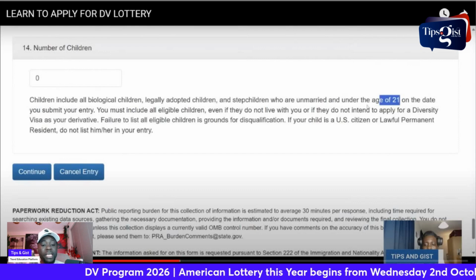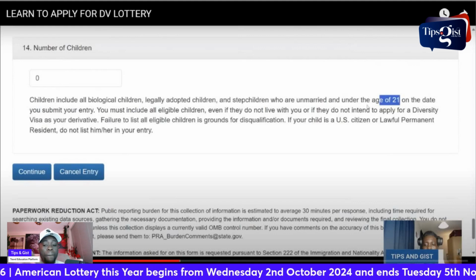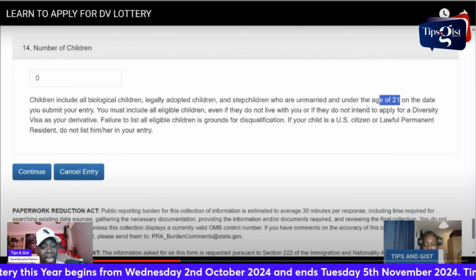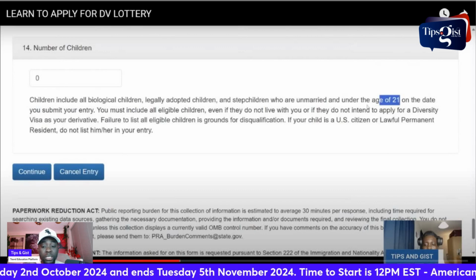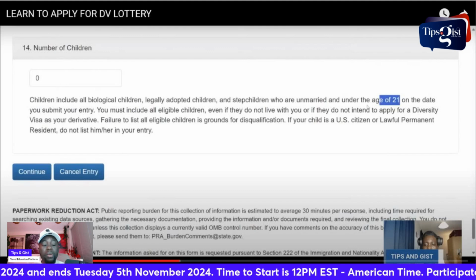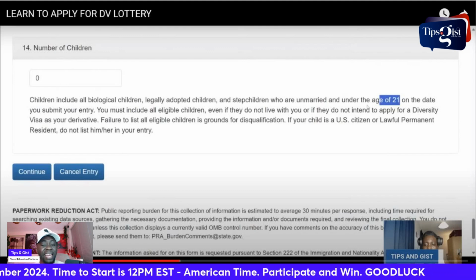Now, question number 14 is number of children. Children are either biological, legally adopted, or stepchildren who are unmarried and under 21 years. They should be alive. So if you're pregnant, don't count it. Count children that you think you can take to America, children that you think you can gather their data for.